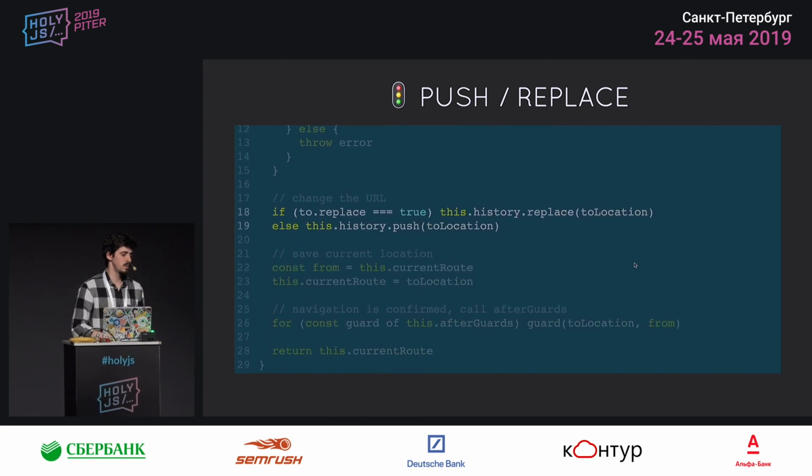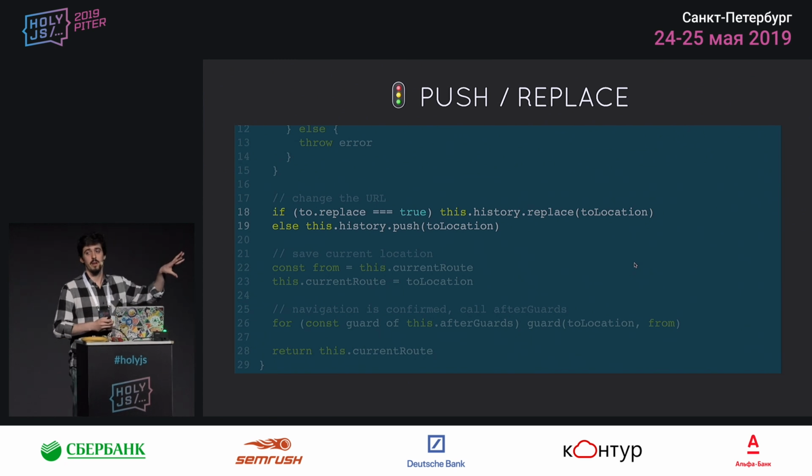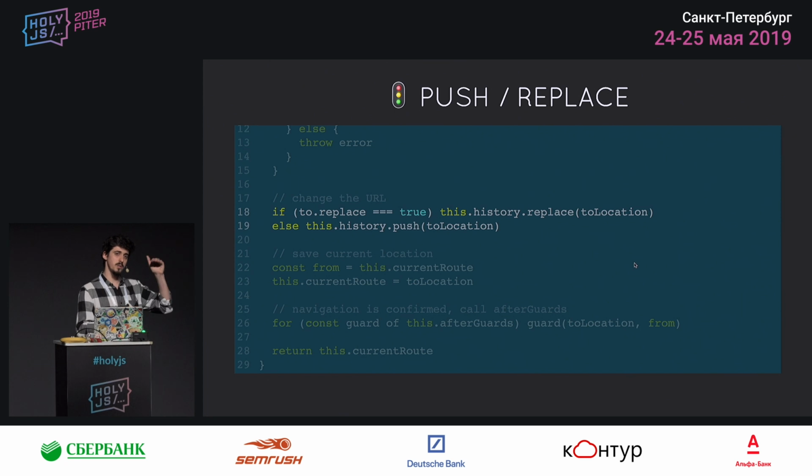Then what we do is we replace or push the URL with a history. So this is what we call history.push and history.replace. And this is the only place we call it. So once we get to this point, we know that the navigation has been confirmed or has been canceled. But if it has been canceled, we throw an error. So we just drop out of the function.